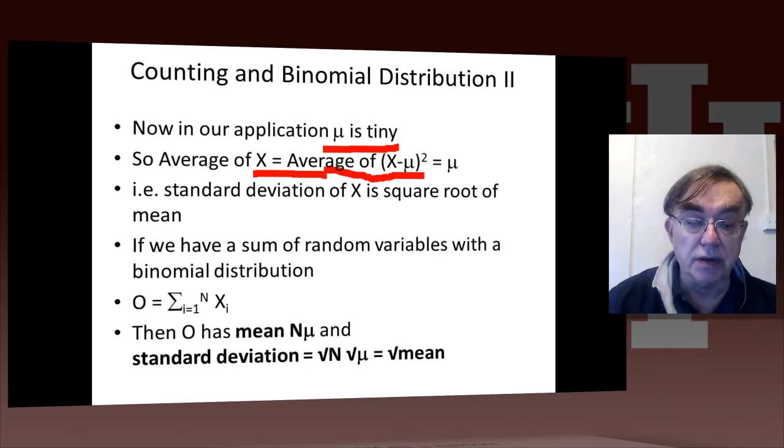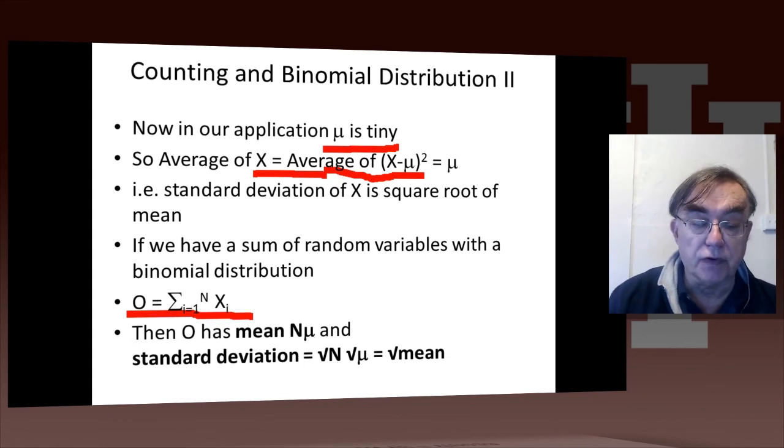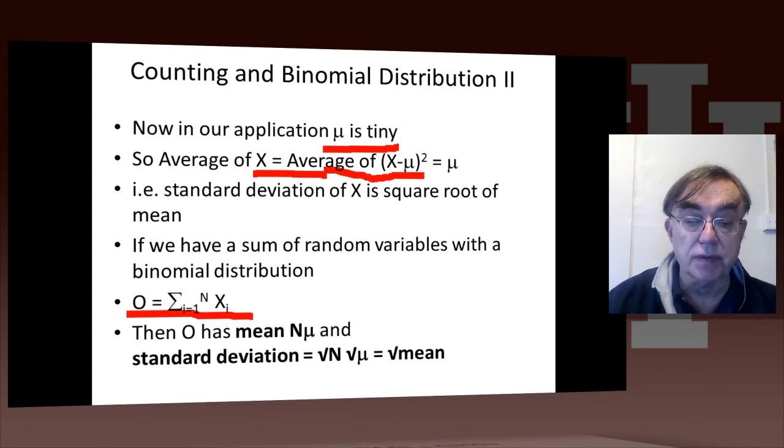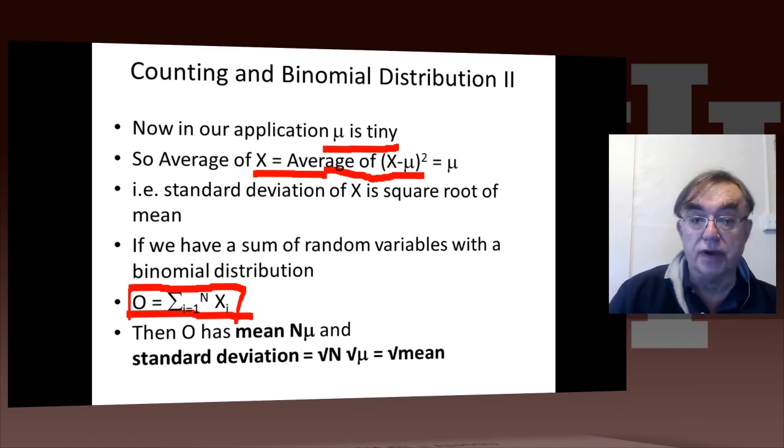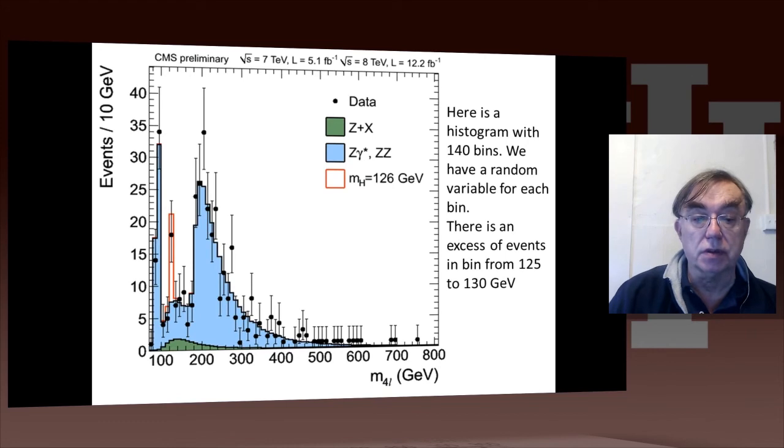And you formally do that by making a formal definition of x to be 1 if you're in the bin, 0 if you're not in the bin. Then the total number of events in the bin is the sum of the x's over all the random variables, and then you can see that the mean is always the square of the standard deviation. Basic rule, and as I keep stressing, a very important rule.